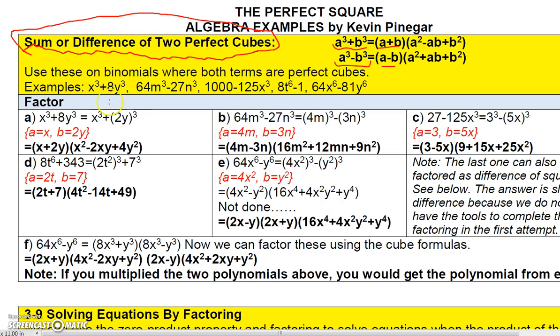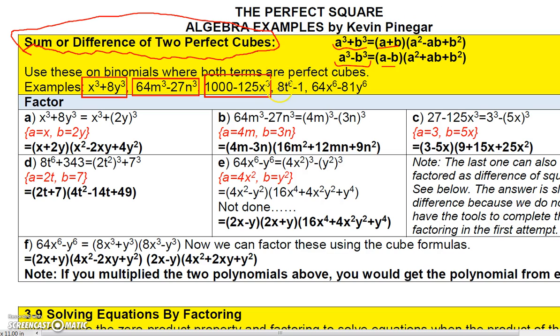So here are some examples of perfect cubes. Let me highlight some of these for you. x cubed plus 8y cubed. x cubed is a perfect cube, and 8y cubed is a perfect cube. 64m cubed minus 27n cubed. That's actually the difference of two cubes, because 64m cubed is a perfect cube and 27n cubed is a perfect cube. And then if you take 1000 minus 125x cubed, that's the difference of two cubes.